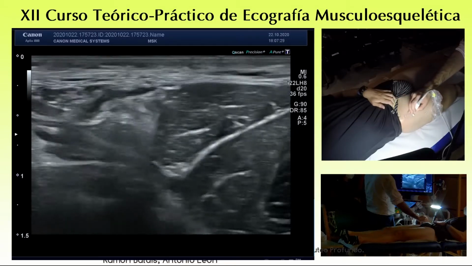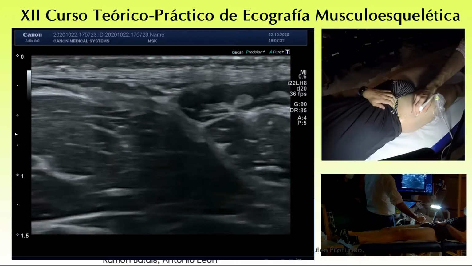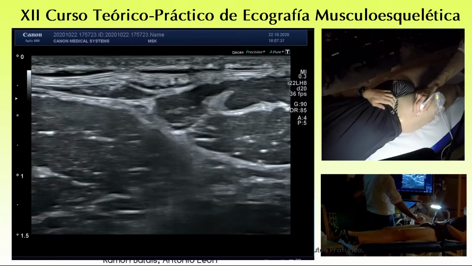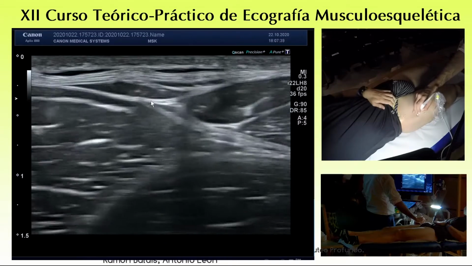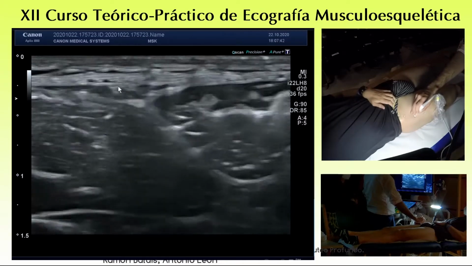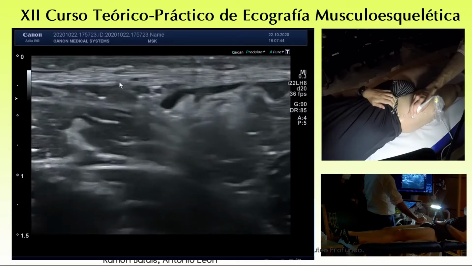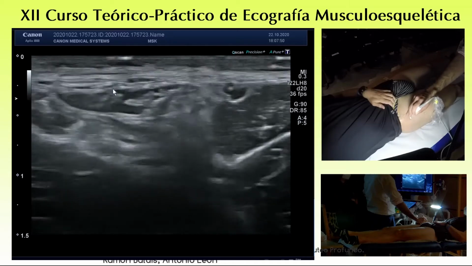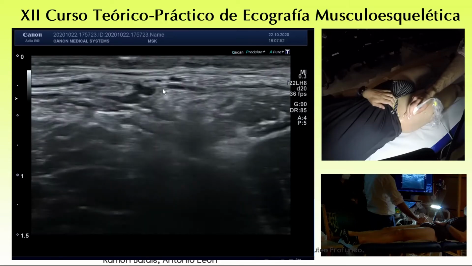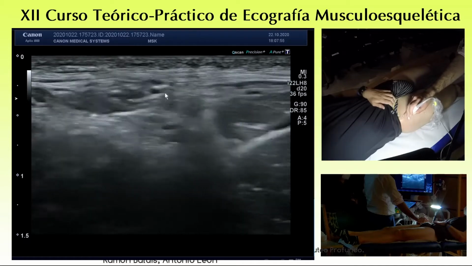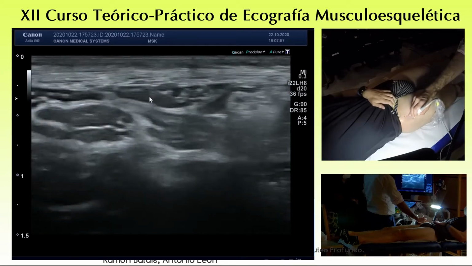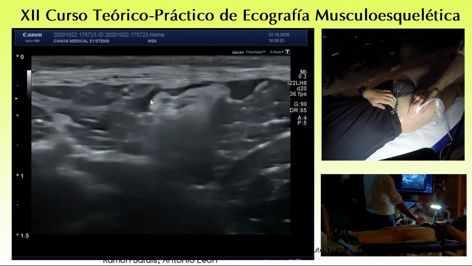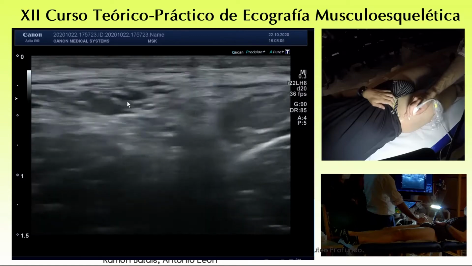Again, our landmark, the fat plane here, and you see that there are these small fascicles that go together, and this is the nerve. Okay, you see that there are some fascicles here, some fascicles here. It's quite dispersed, and the anatomy is variable. But if you use this technique, to search for the nerve at the level of the fat plane between the sartorius and tensor fasciae latae, it's quite easy to find it and follow it backward.